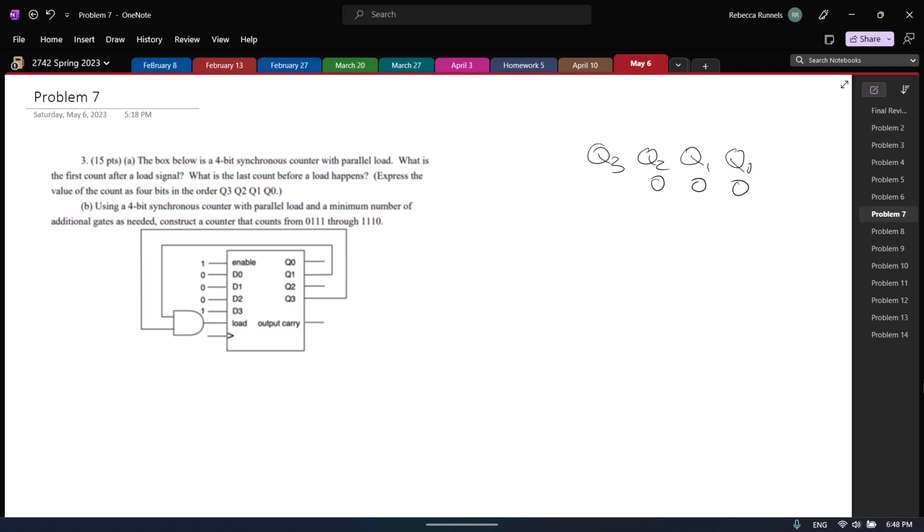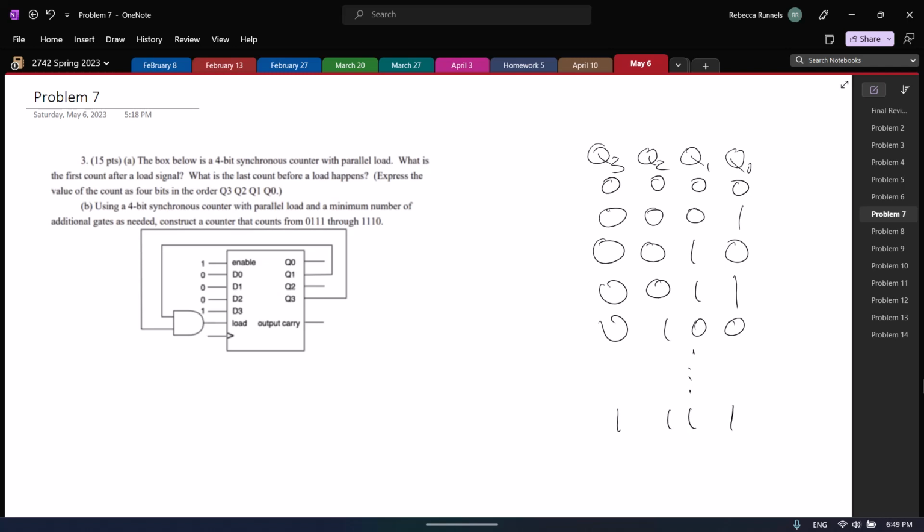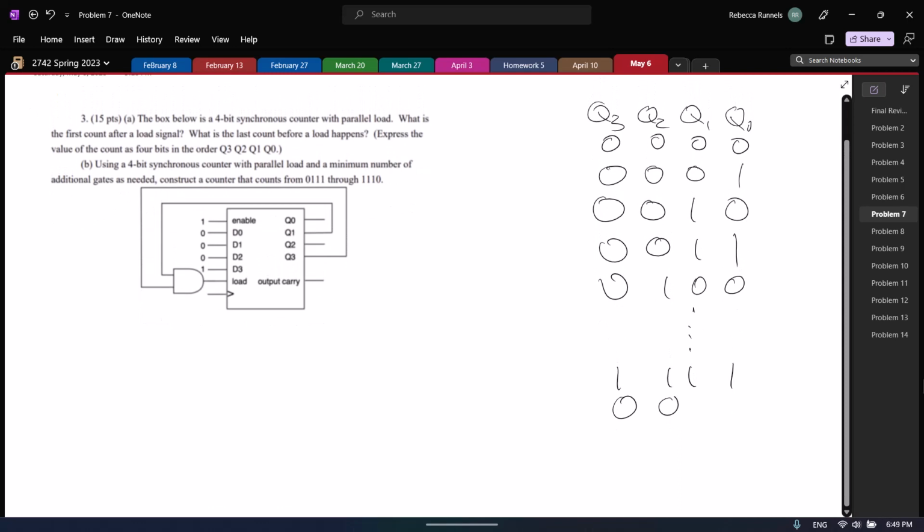When you run this counter, if it's allowed to just go on each clock cycle, it will count up by 1. So if it starts at 0, 0, 0, 0, the next clock cycle you would expect to get 0, 0, 0, 1, and then 0, 0, 1, 0, and then 0, 0, 1, 1, and then 0, 1, 0, 0. So you can expect it to count. And then when it gets all the way to 1, 1, 1, 1, you would expect it to go back to 0, 0, 0, 0. So you are given this counter and you are allowed to believe that it works.